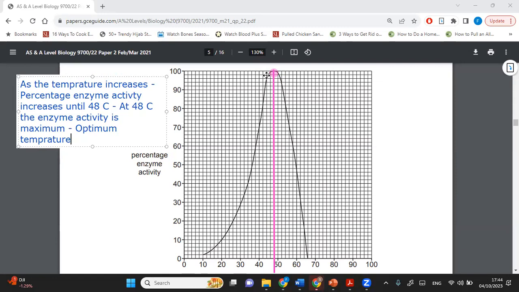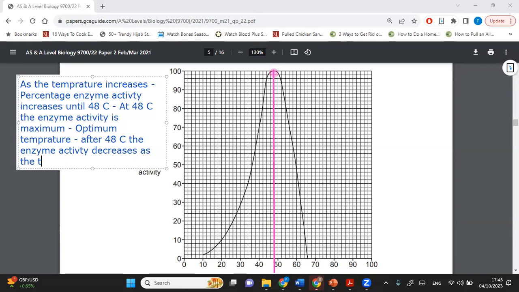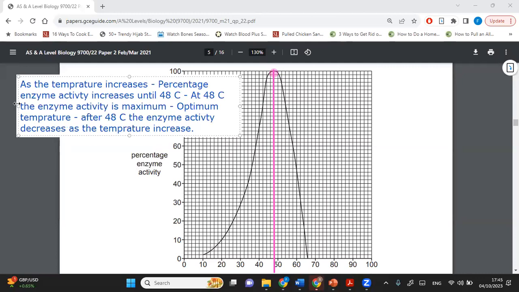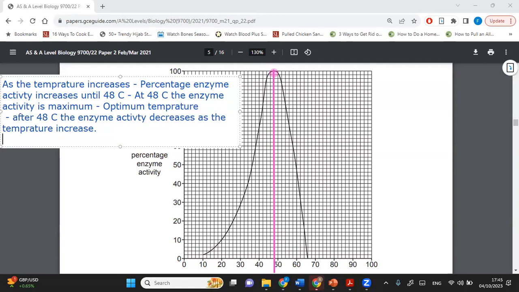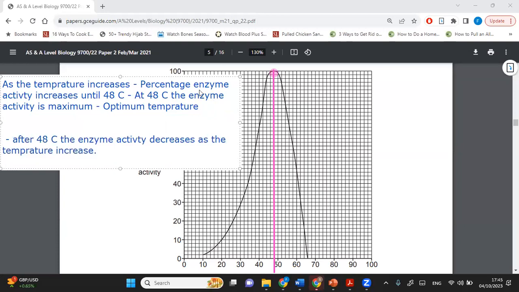So as we increase the temperature, the enzyme activity increases until the optimum temperature. After 48 degrees centigrade, the enzyme activity decreases as the temperature increases. That's the next description. That's it. One long line, but that's your description. After adding a small description of the graph, now you have to actually explain. Let's start with the first part. As the temperature increases, the percentage enzyme activity increases until you reach the optimum temperature. Can you explain why?